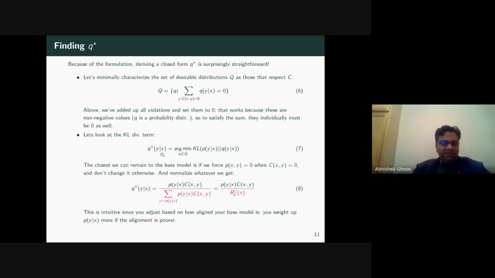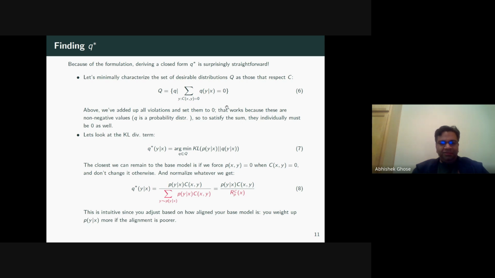Now let's look at the KL divergence term. We said that it cannot veer away too much from the base model, right? And the reference distribution in the divergence I'm using is the base model's probability, right? What's the distribution that comes closest to the base model's probability, right? So the highest value of KL divergence you could get is if Q is equal to P, correct?